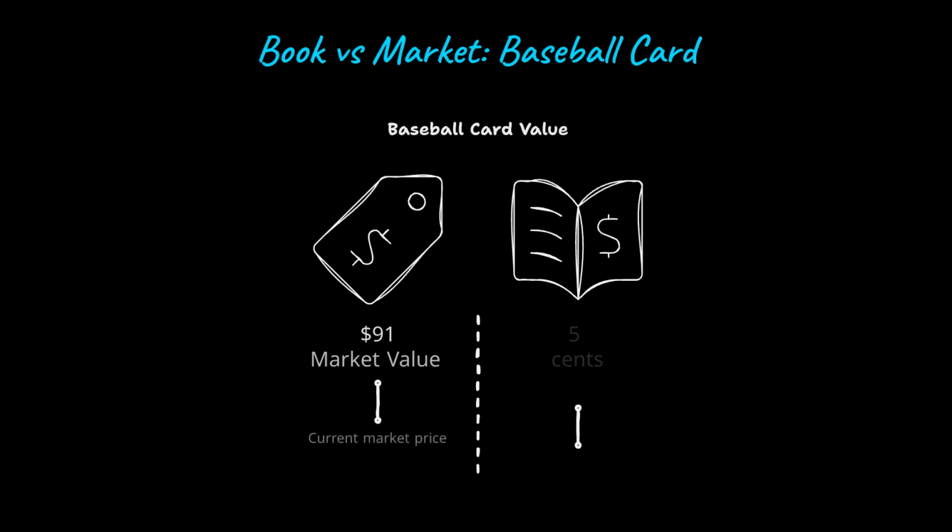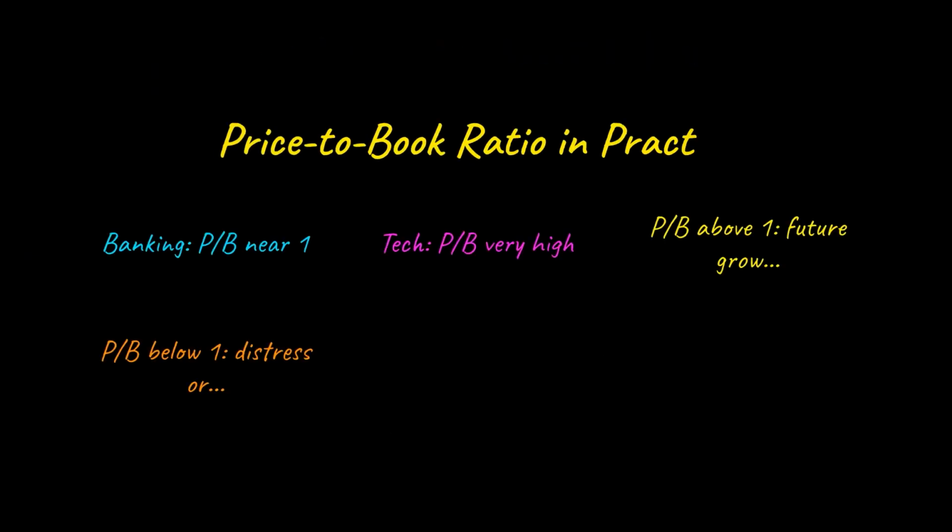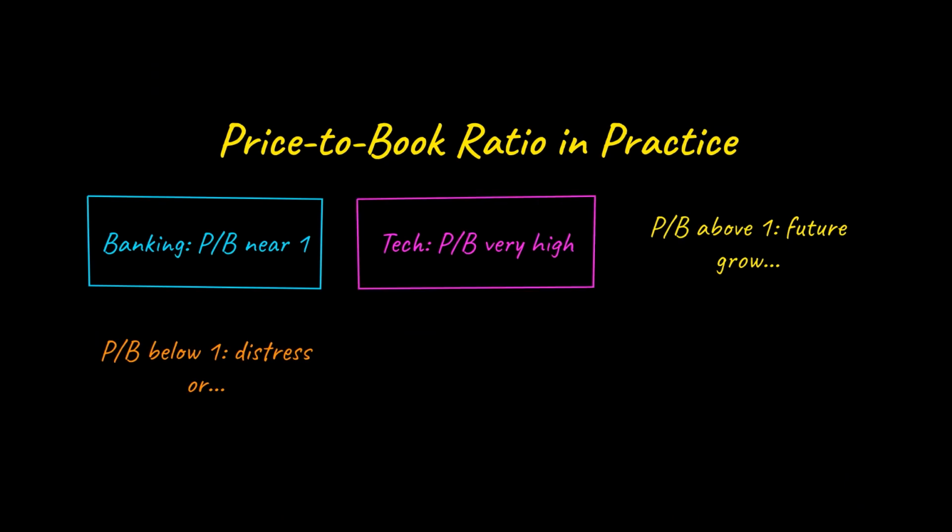A classic example, a vintage baseball card printed with a face value of 5 cents now trades among collectors for $91. The face value is the book value, fixed at the time of printing. The $91 is the market value set entirely by current collector demand. The price to book ratio compares market value per share to book value per share. Banks are often analyzed this way because their balance sheet assets are meaningful.